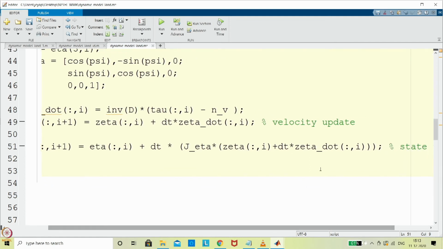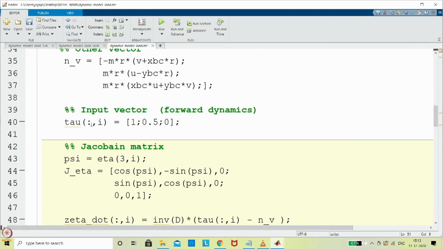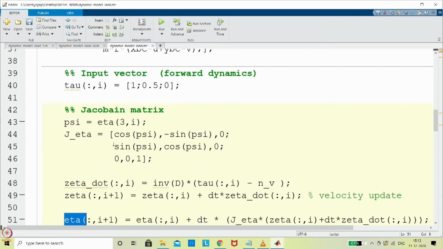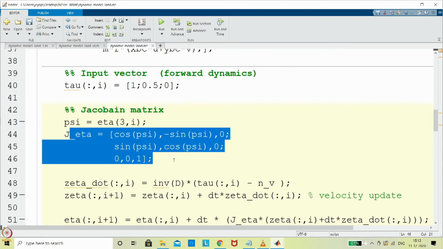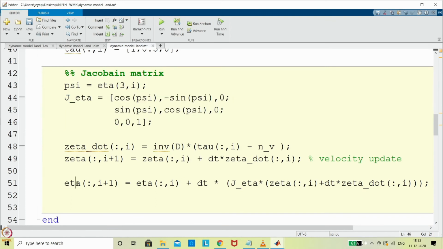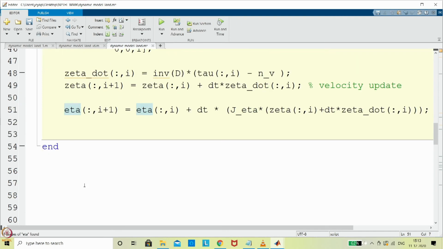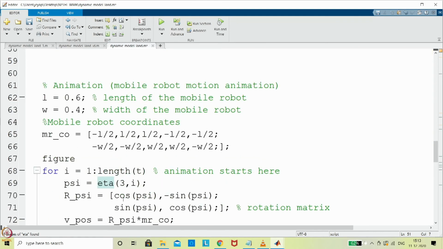So now if we apply this, you can see that whatever we have done, we have assumed tau as the input, and we have taken J of eta calculated based on psi, and then we go ahead with zeta dot, then zeta calculated based on the velocity update, then eta. So now we can bring in the file which we usually use for the animation. I have already copied it here, so you can see this is the animation part.